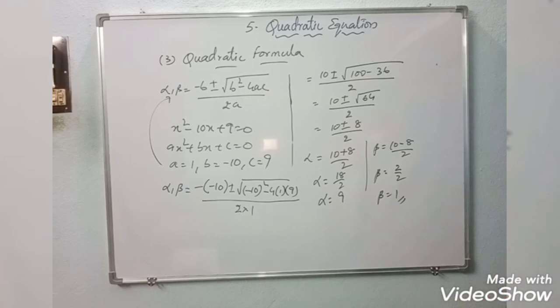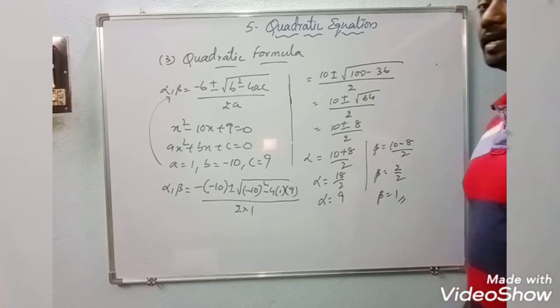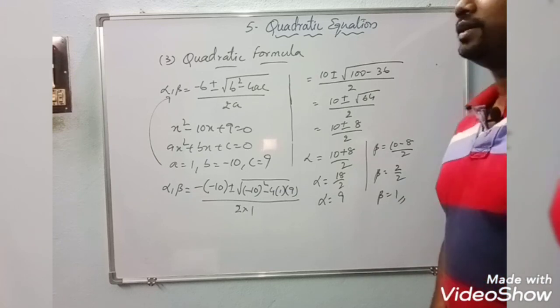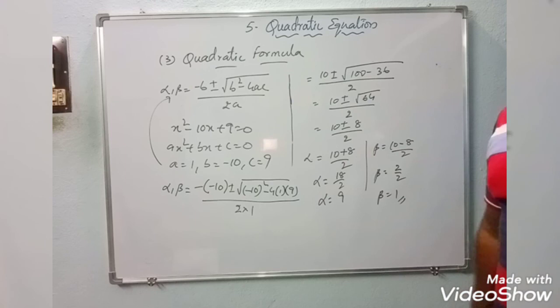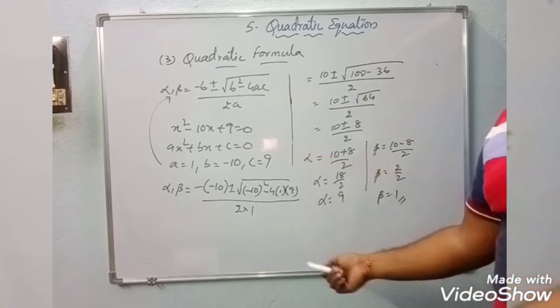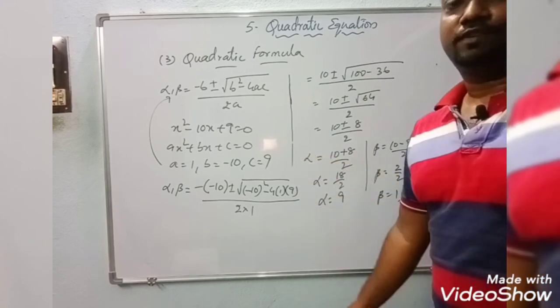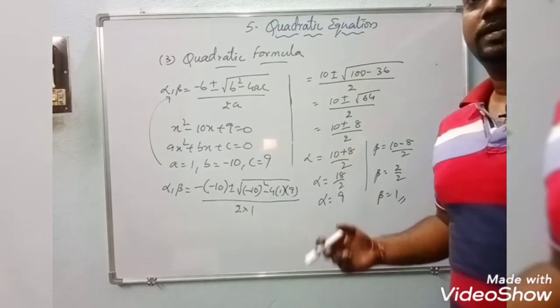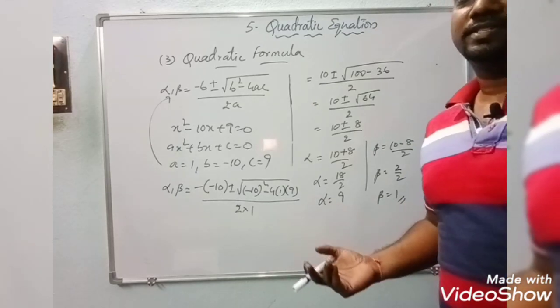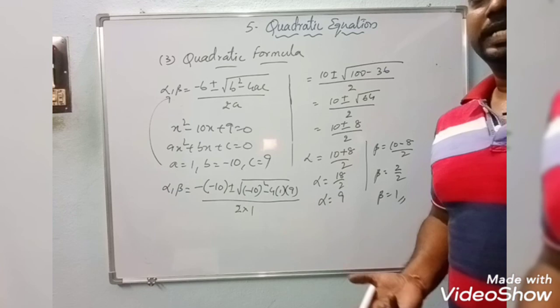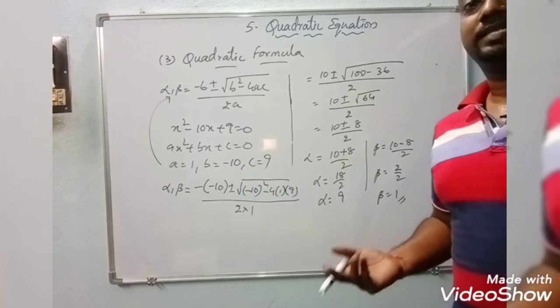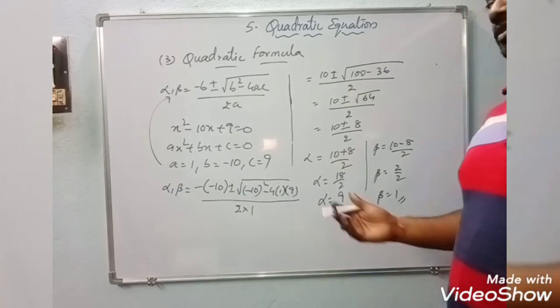So like this we are finding the roots of the quadratic equation. Clear? So these are the three methods we are using in a quadratic equation. The first one is the factorization method, the second one is the completing square method, and the third one is the quadratic formula. In the quadratic formula we also have some detailed information, that is the discriminant value, b square minus 4ac. If it is greater than 0, what you will get, if it is less than 0, what you will get, and if it is equal to 0, what you will get.